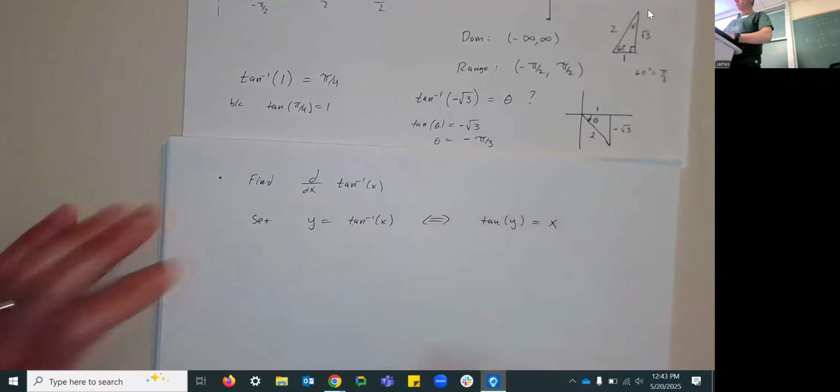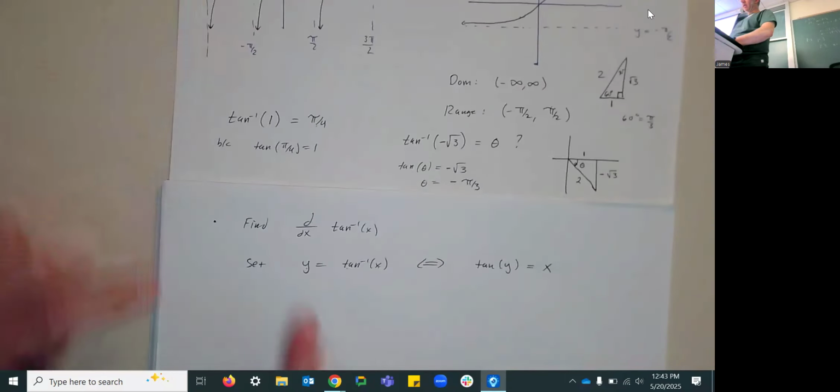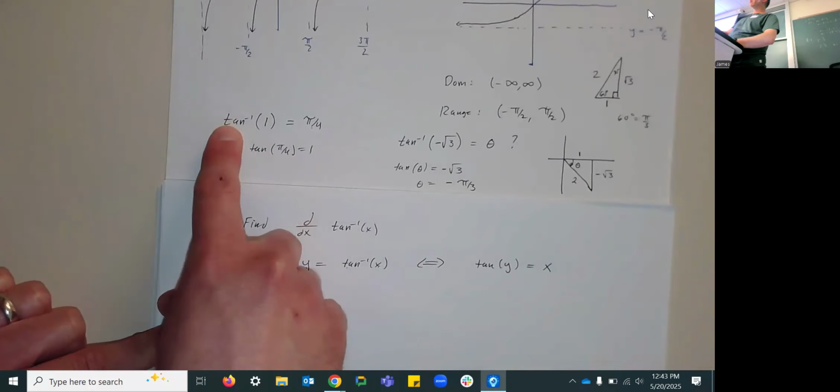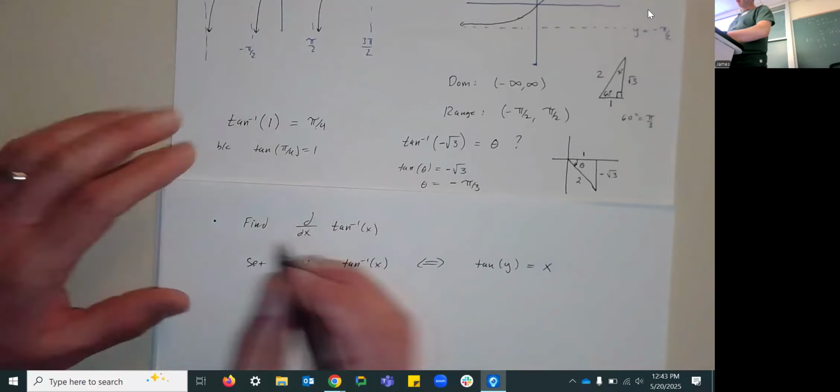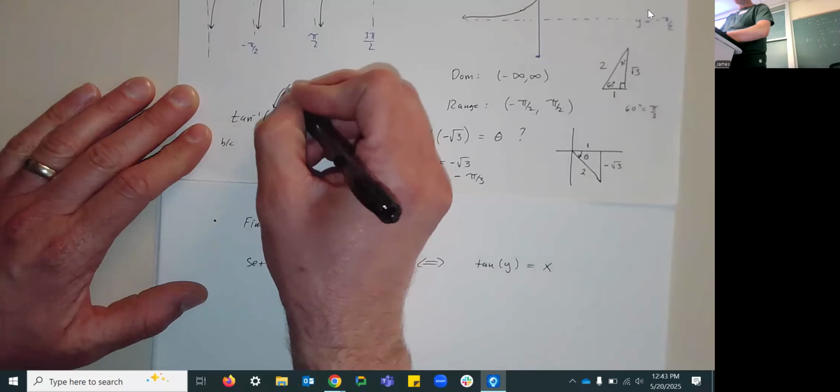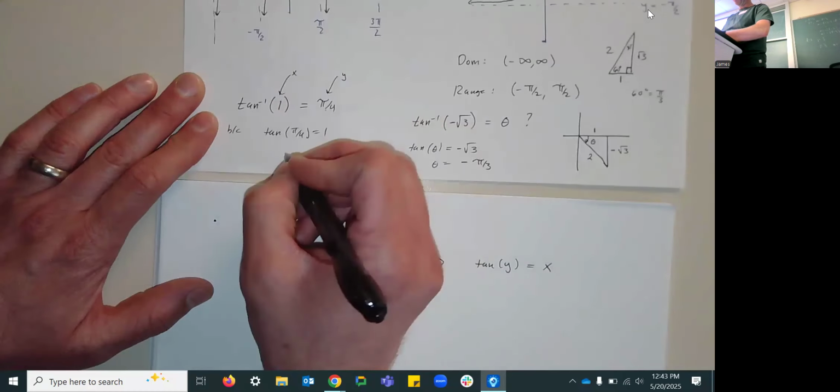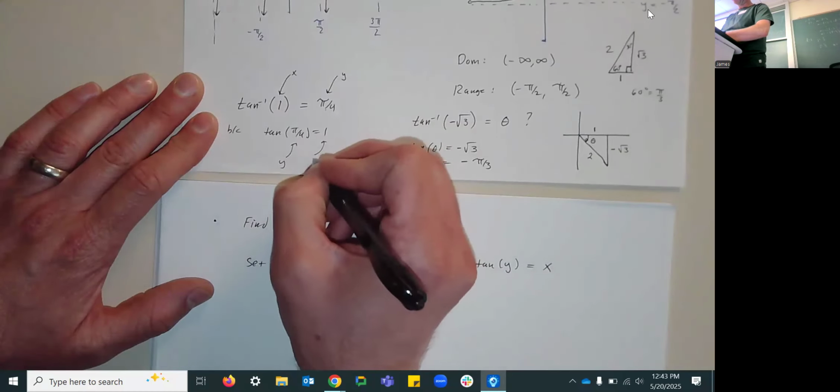Again, kind of like just before, where we said tangent of pi over 4 equals 1, inverse tangent of 1 equals pi over 4. You can think of this as your x and this as your y. That's your y, that's your x.